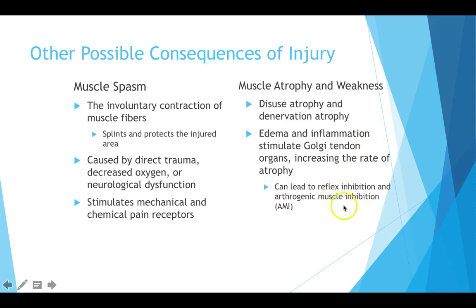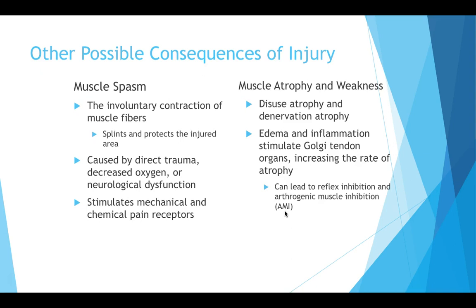And when we don't use it, it can lead to reflex inhibition, which means that it can actually shut down our reflexes to normally function. And also what we call arthrogenic muscle inhibition, which is AMI, which is a presynaptic reflex inhibition. So it's caused by joint effusion. As that swelling sits in the joint, it interferes with how the motor neurons of the muscles that cross the joint are recruited, and then they atrophy. And that then hinders the rehabilitation process by delaying strength gains.